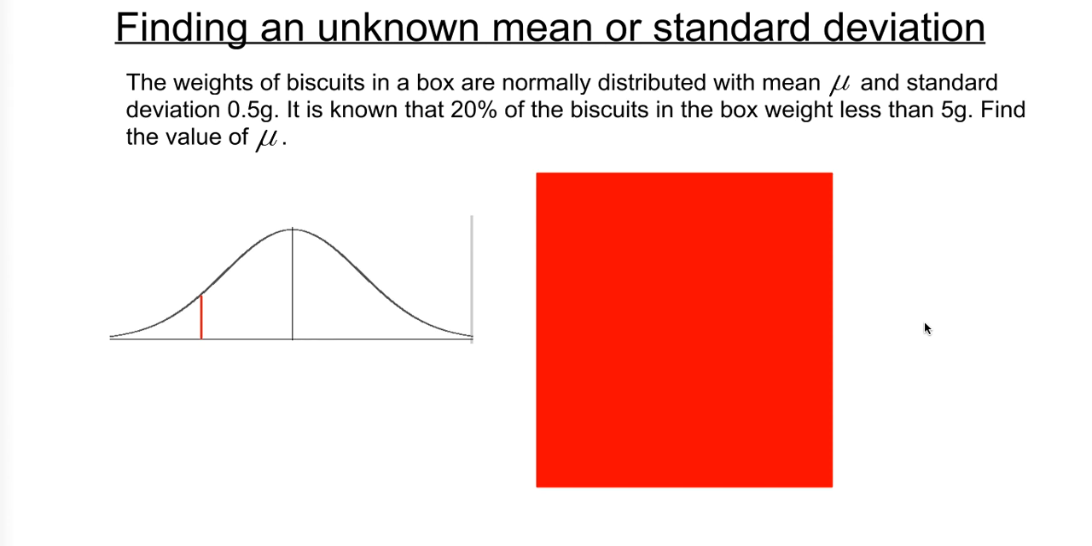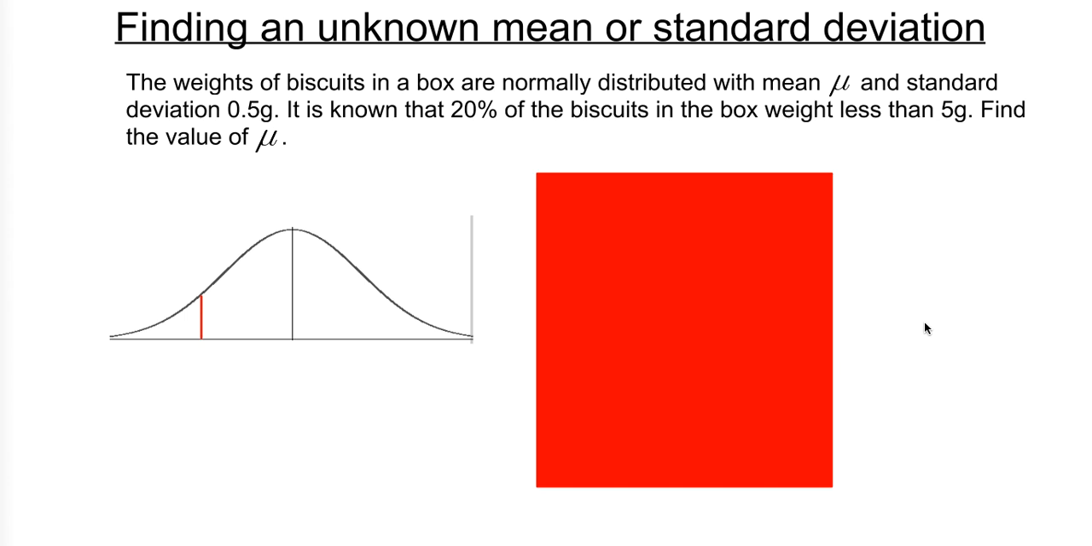So in this example, we're going to go back to the idea of the standard normal distribution that we talked about a couple of videos ago. And we're going to try and find an unknown mean in this particular case using that result.